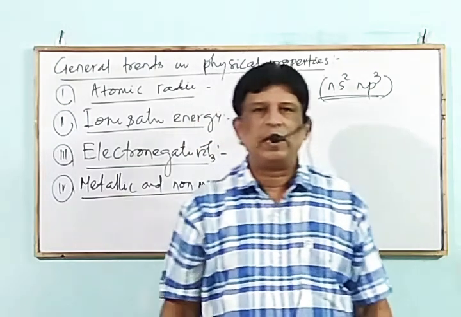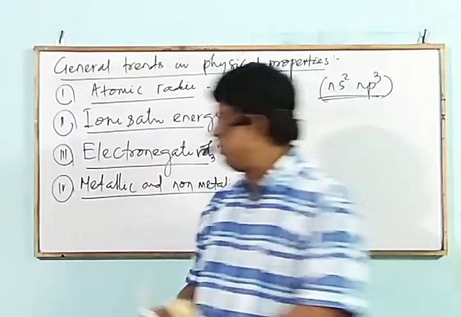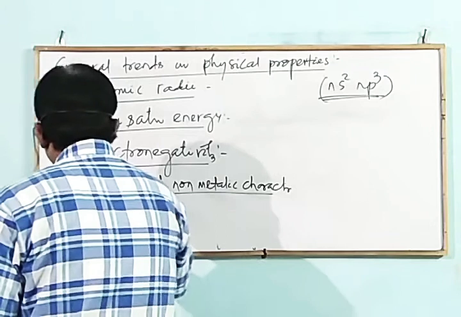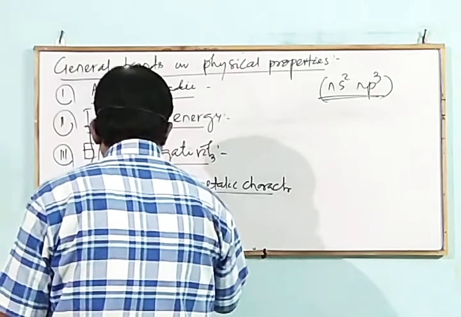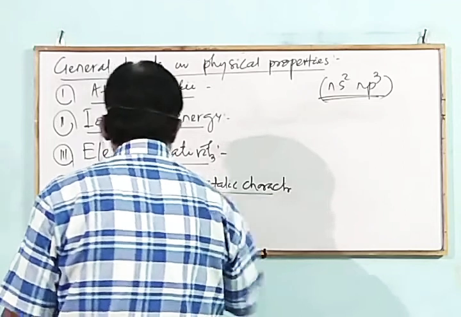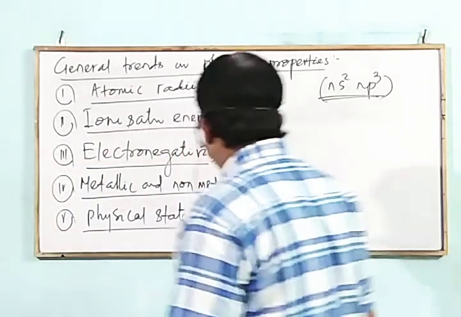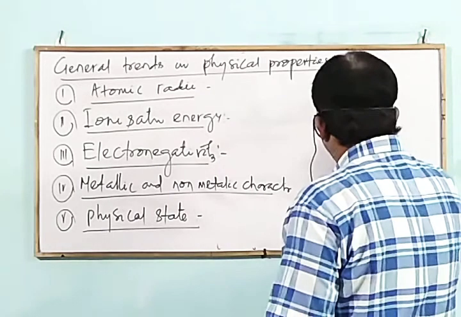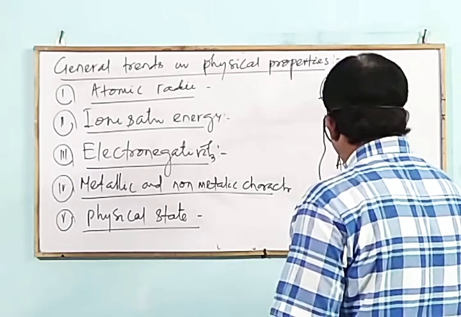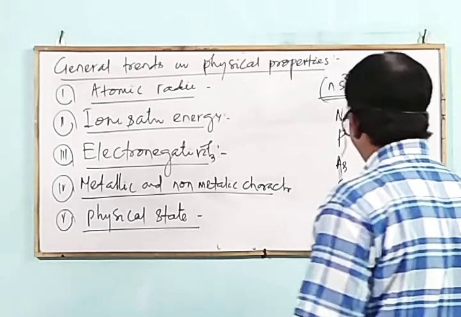Move to the next property, that is the physical state. Mark that. The members are nitrogen, phosphorus, arsenic, antimony, bismuth.